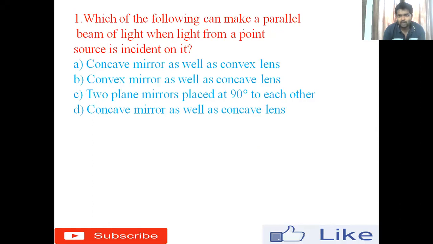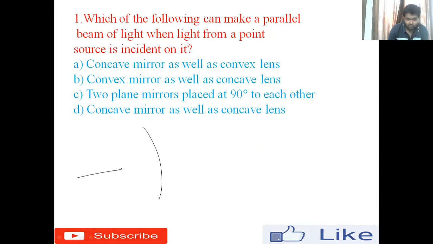Which of the following can make a parallel beam of light when light from a point source is incident on it? Option A, concave mirror as well as convex lens. Option B, convex mirror as well as concave lens. Option C, two plane mirrors placed at 90° to each other. Option D, concave mirror as well as concave lens. So let's see the first one.